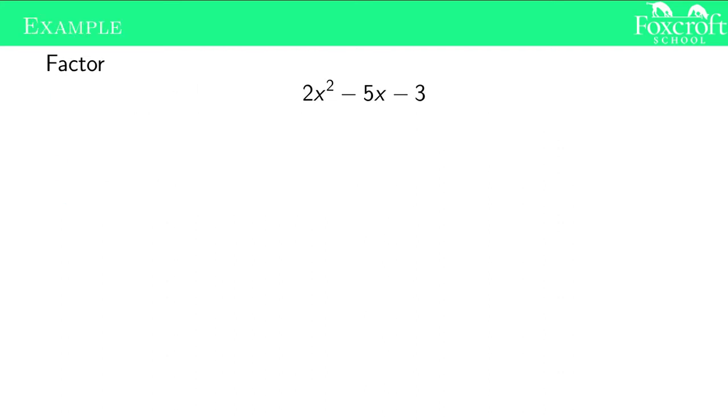All right, so here, we're going to factor 2x squared minus 5x minus 3. All right, b is -5.